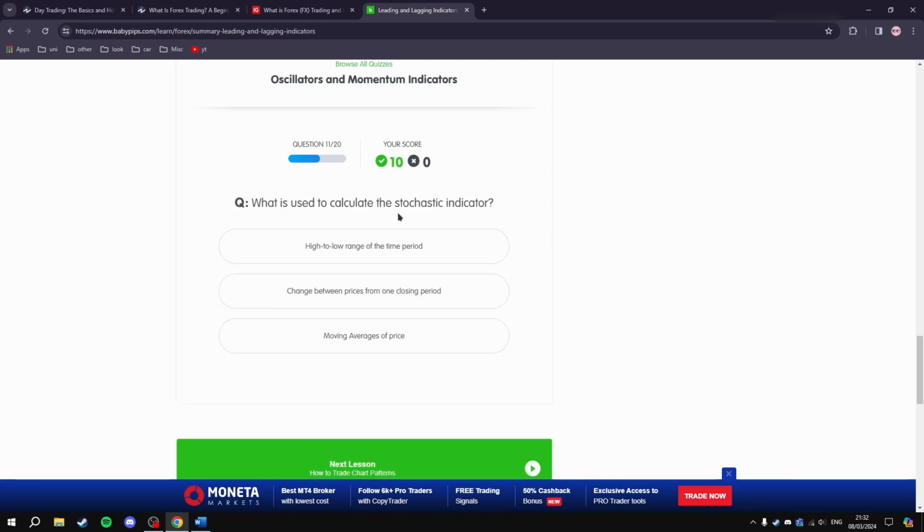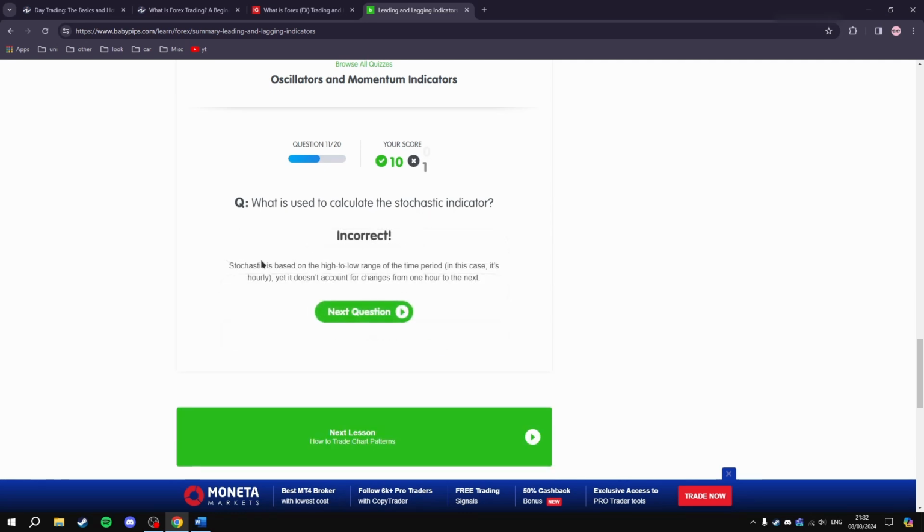What is used to calculate the stochastic indicator? Stochastics is made up of moving averages, aren't they? Oh no. Stochastic is based on the high-low range of the time period. In this case, it's hourly. Yet it doesn't account for the changes from one hour to the next. Alright, so it's a high-low range.